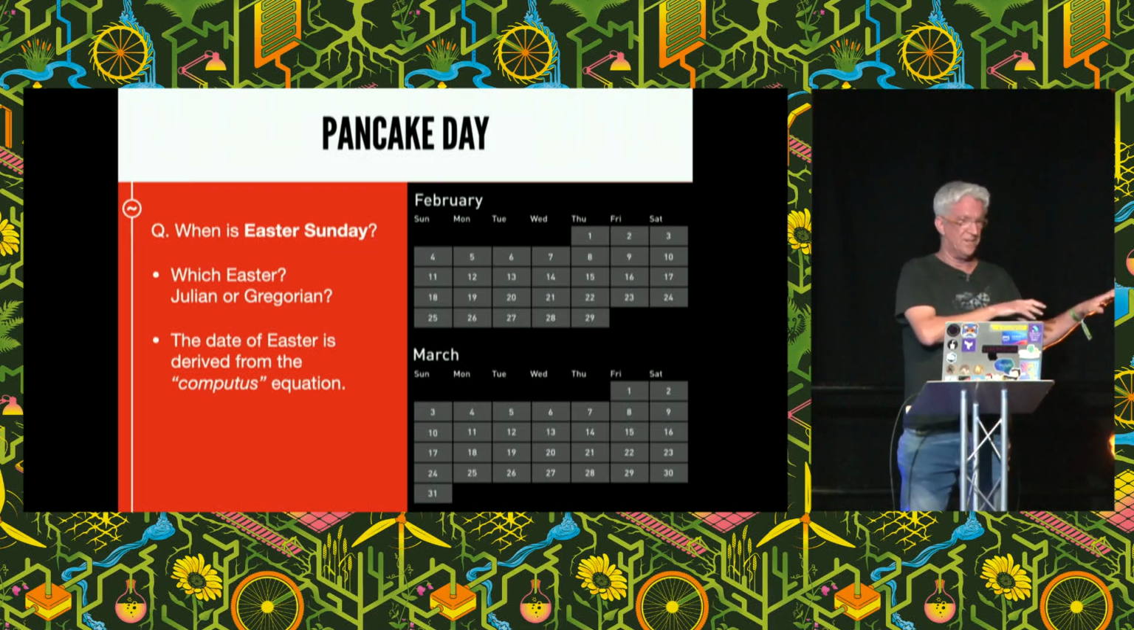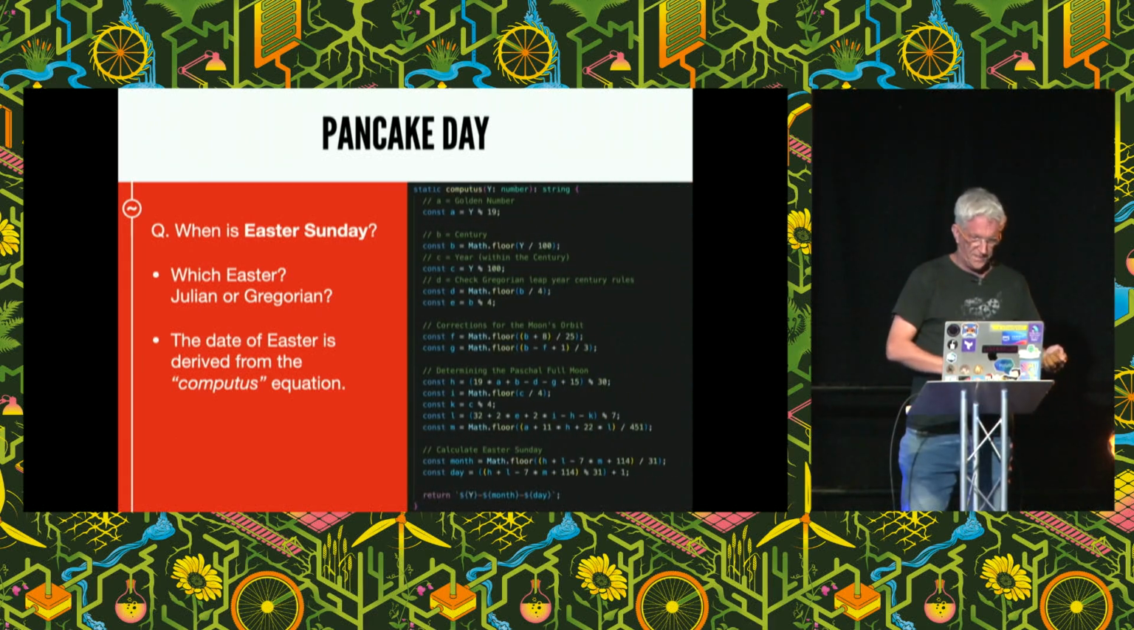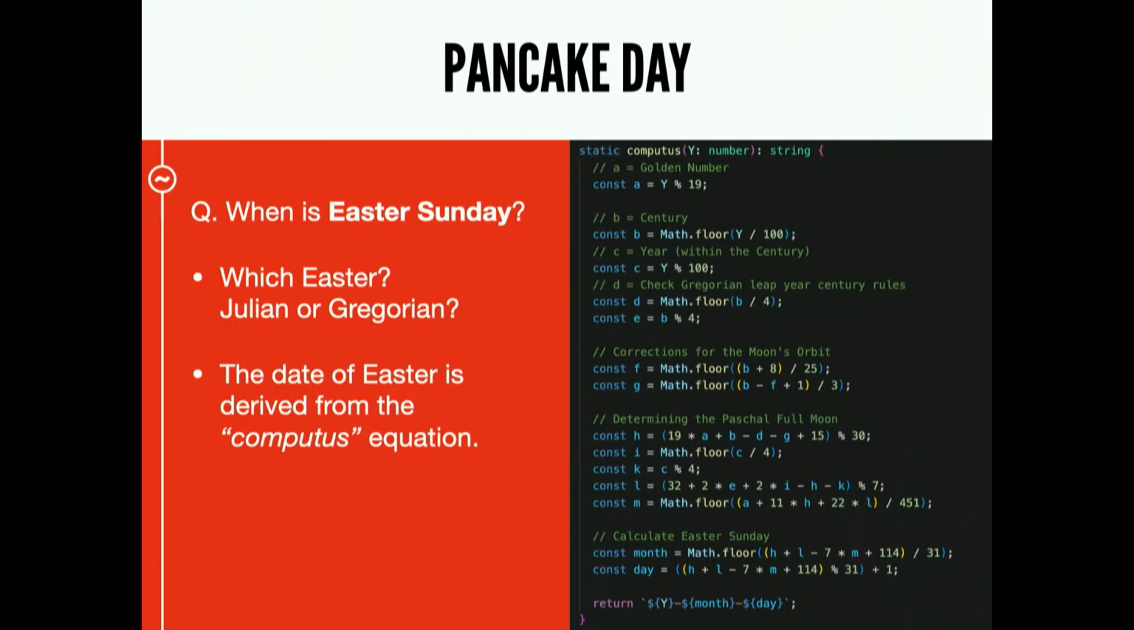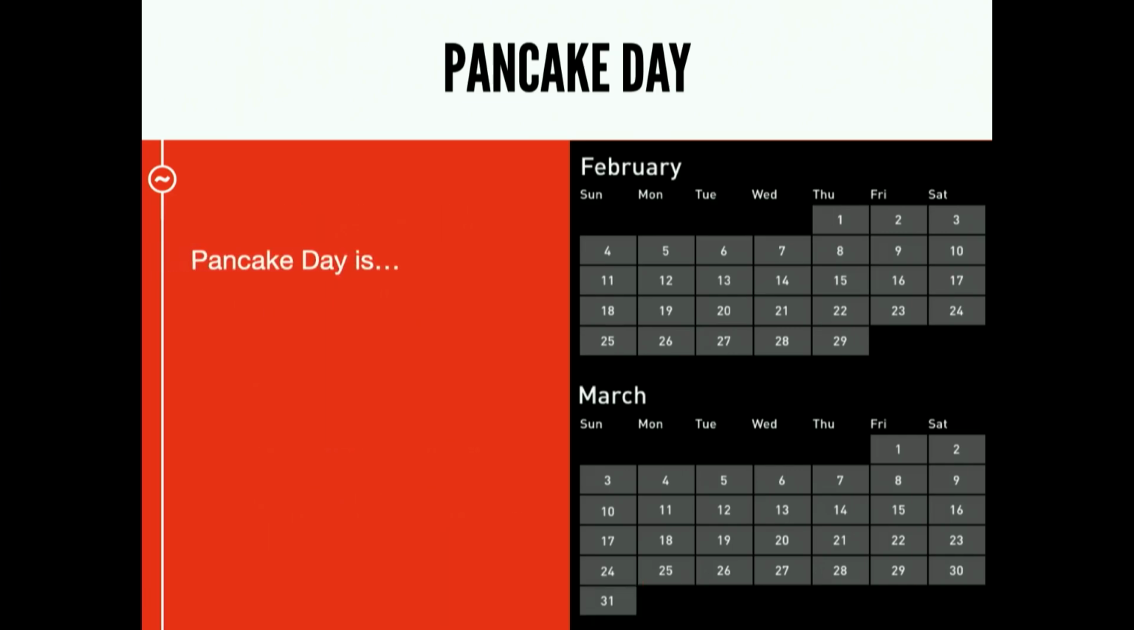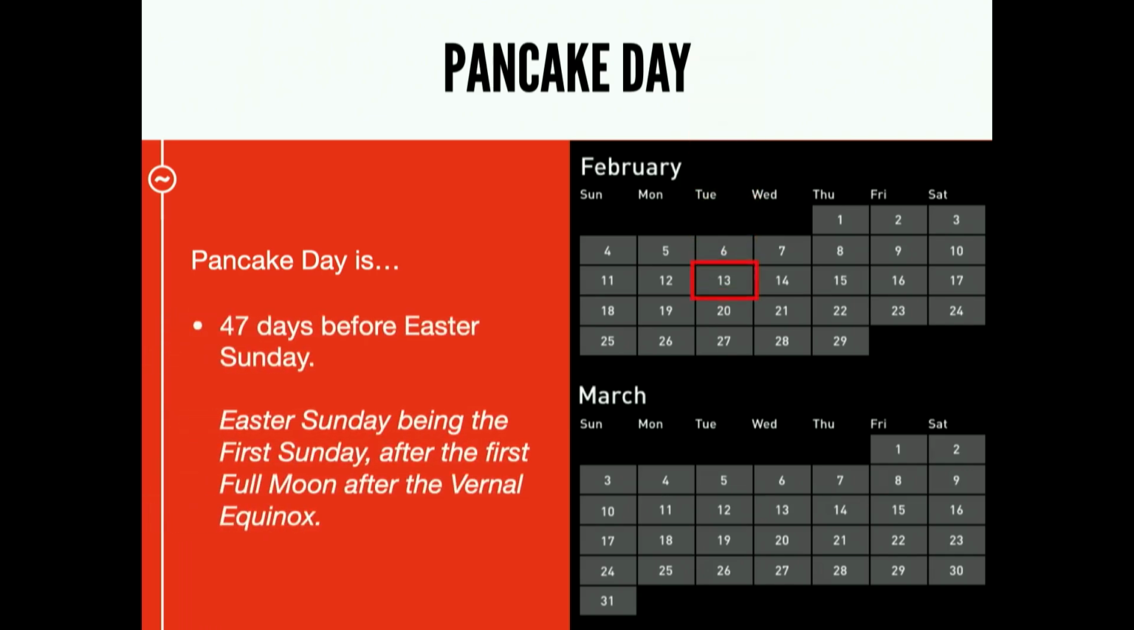This is the computist equation. And this was what was originally done by monks. The original computers were monks doing this calculation. That's the smallest one I can get. And this is a whole talk in itself, so if you're interested, I'll maybe cook up something another time. But the computist equation is that. And it tells you that Easter Sunday is the first Sunday after the first full moon after the vernal equinox, which you knew, obviously. So Pancake Day is therefore 47 days before Easter Sunday, if Easter Sunday is the first Sunday after the first full moon after the vernal equinox.